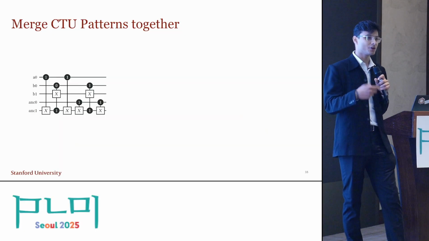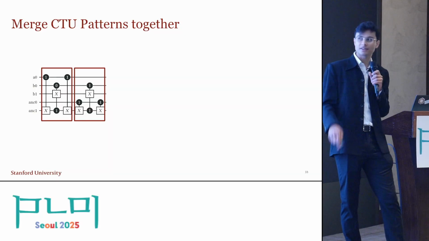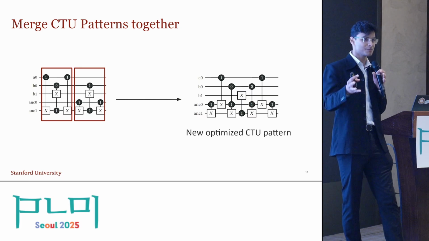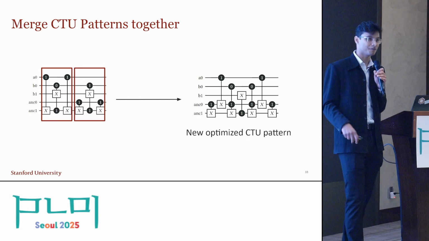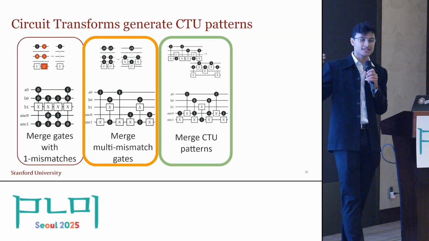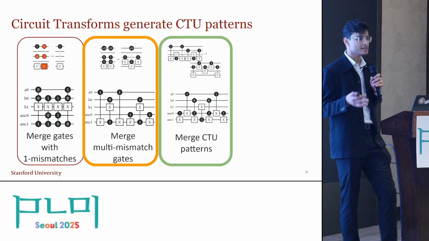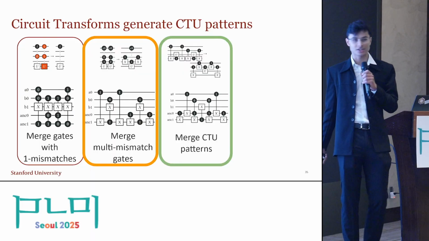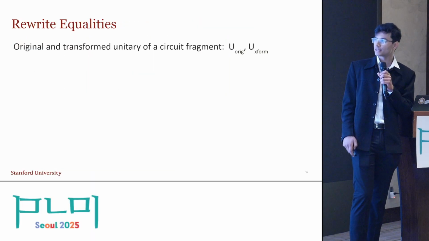Nicely enough, using all the basic rewrites, we can merge CTU patterns together as well, resulting in a circuit which just has one CTU pattern that's hopefully better than the one you started off with for optimization. These two circuit transforms that we just discussed generate new CTU patterns that can then be leveraged later on during the compilation process for further optimization as well, once you see all other targets.